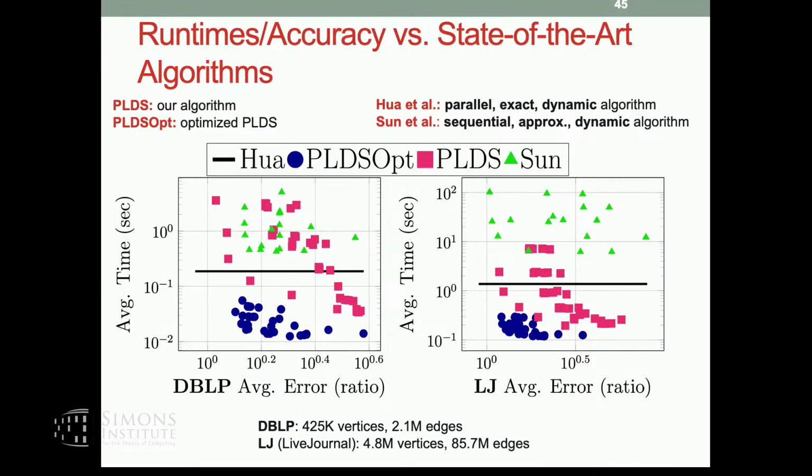One thing to notice is that if we fix the average error that one of the blue dots achieves, it actually gets the fastest running time across the implementations. So for a given error that PLDS opt is able to achieve, it gets the best performance. However, note that the PLDS and Sun implementations are able to achieve slightly better errors than PLDS opt, because, as I said, PLDS opt changed some of the parameters so that we don't have the 2 plus epsilon guarantee. But in practice, the PLDS opt implementation is able to get errors as low as 1.25x. So this is already better than the 2 plus epsilon approximation guarantee that PLDS and Sun are able to achieve.